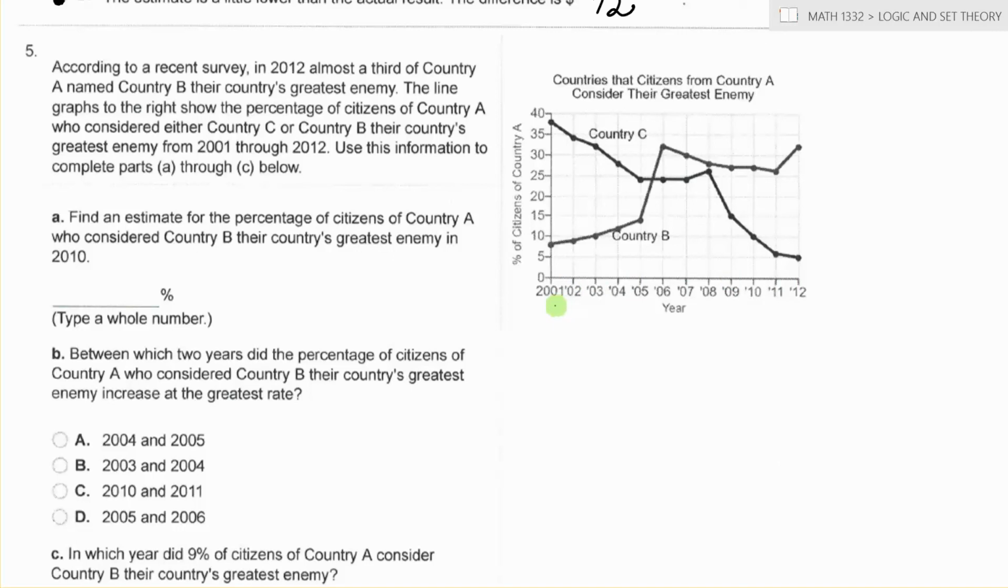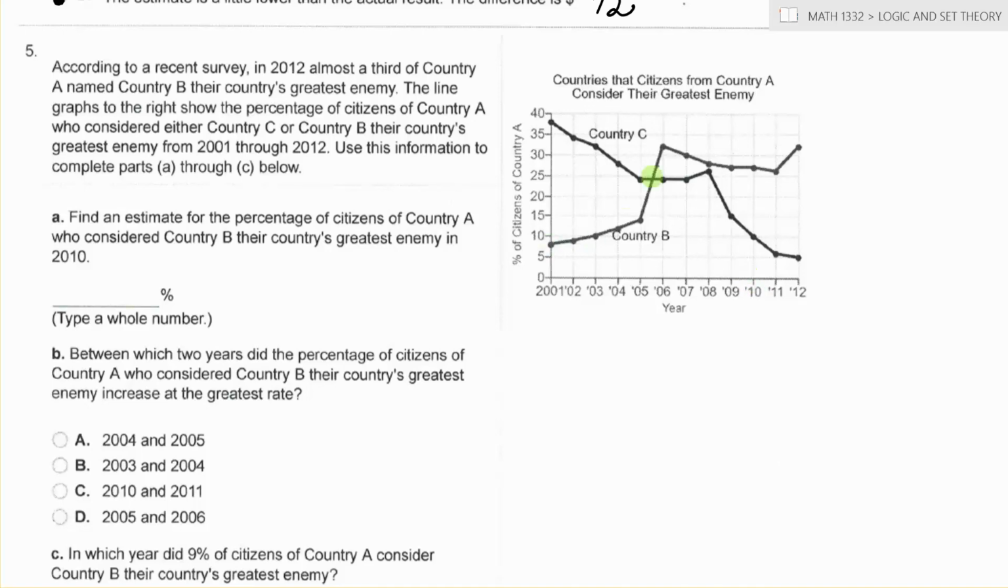The horizontal axis goes from 2001, 2, 3, all the way up to 2012. The vertical axis is the percent of the citizens in country A that believe a particular percentage. It's the percent of those citizens that believe this line, they believe country B is their greatest enemy. This line, they believe country C is their greatest enemy. Okay, question A. Find an estimate for the percent of citizens of country A who consider country B their greatest enemy in 2010. All right, 2010 is right here.